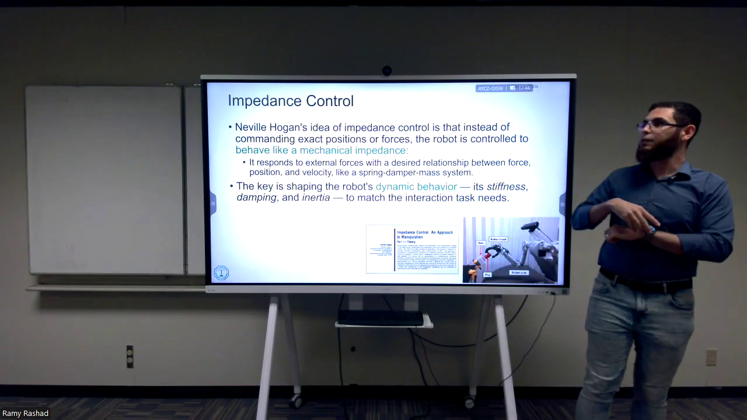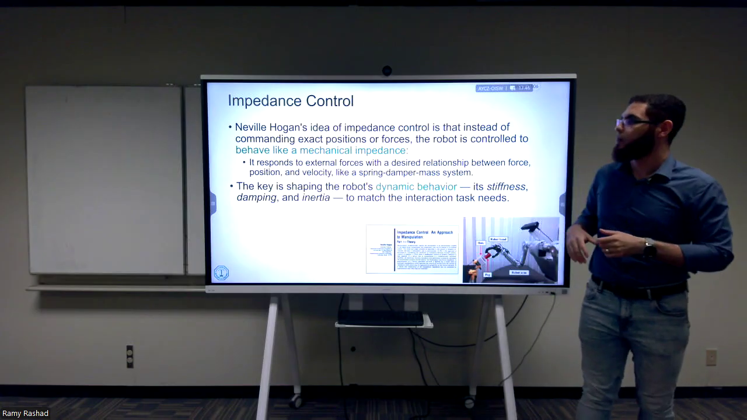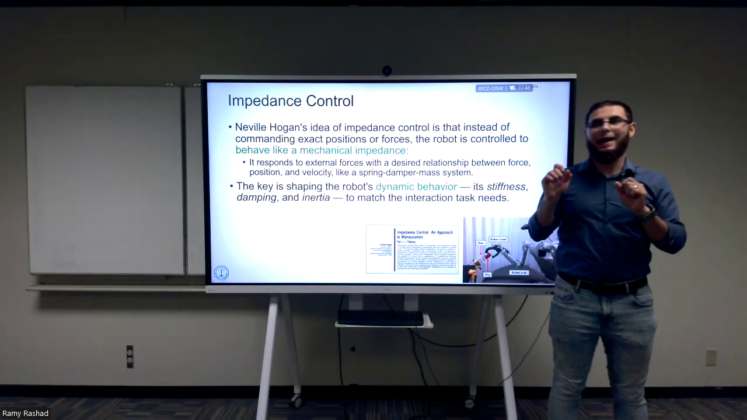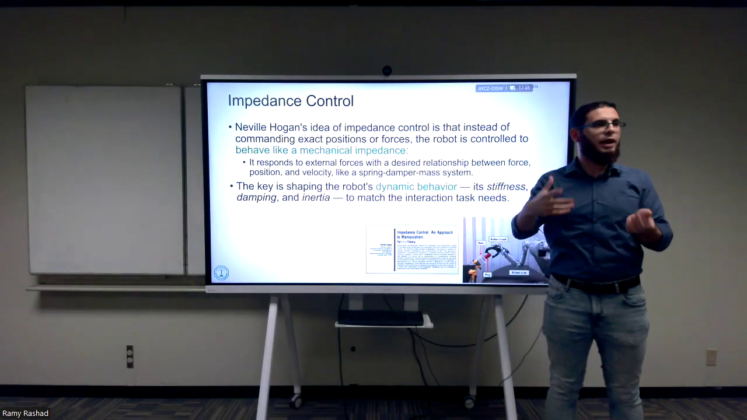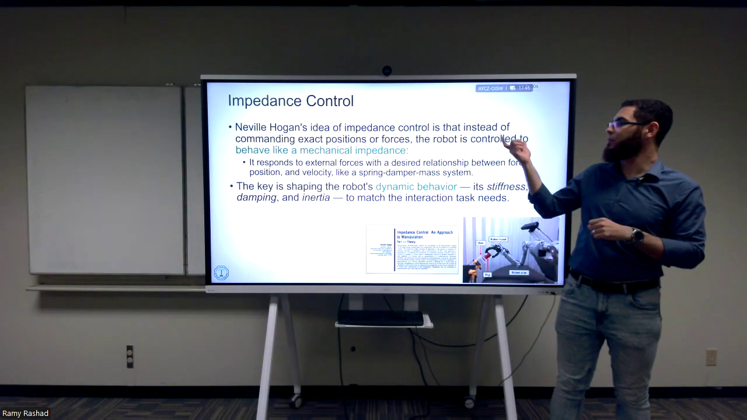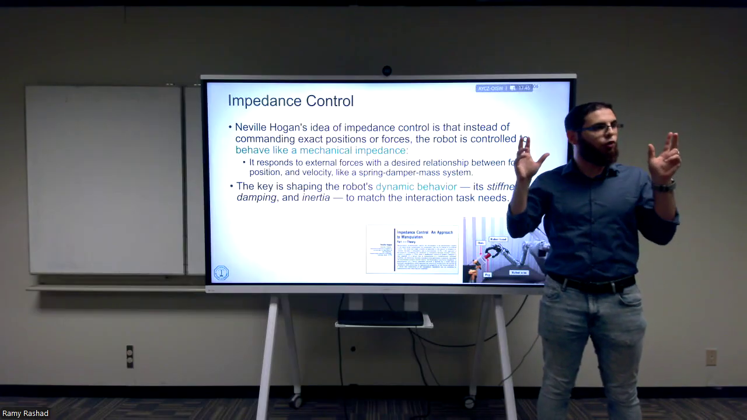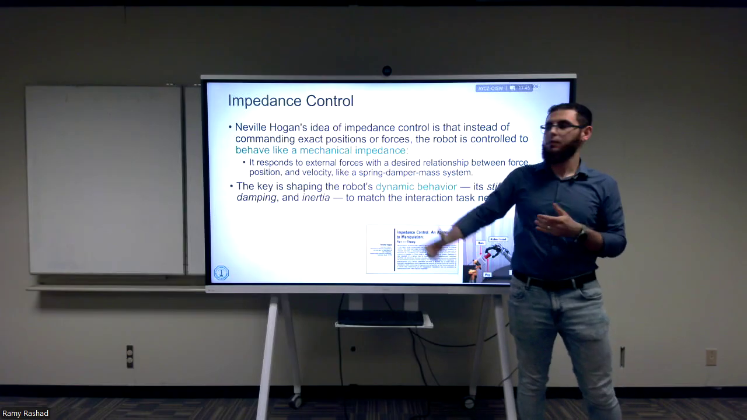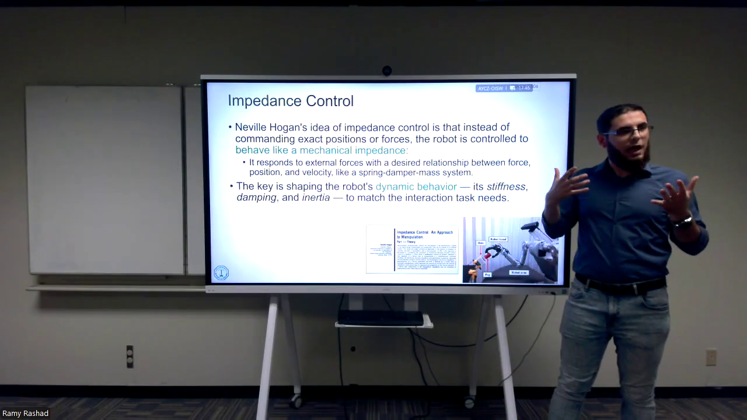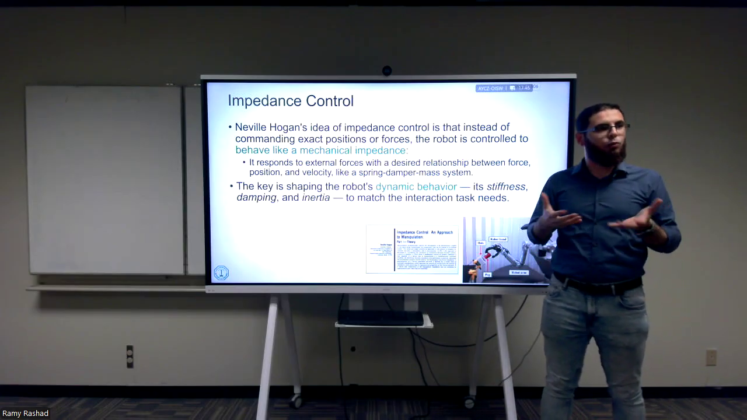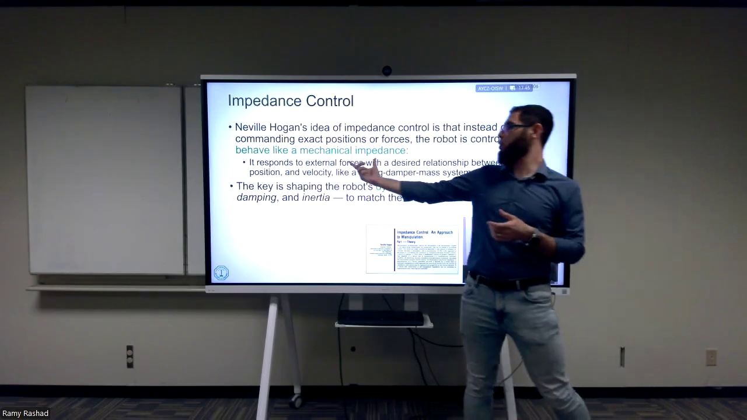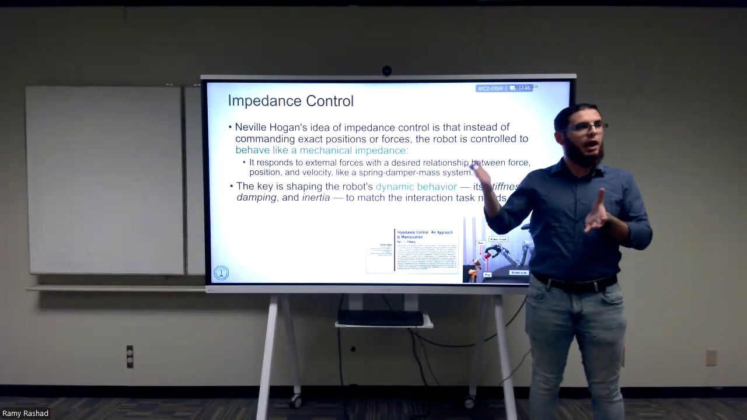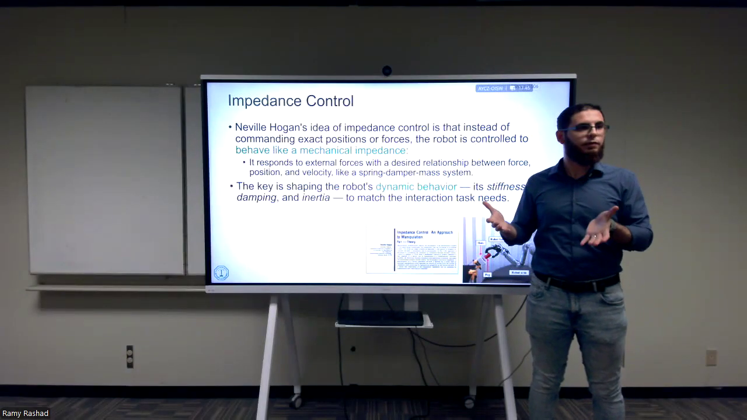Now let's look at what the idea of impedance control for robotics is. So Neville Hogan's idea of impedance control is that we are not going to command the exact position or forces that the robot should have. What we're going to be doing is controlling the robot to behave, and this is the quote, between quotes, we're wanting it to behave like a mechanical impedance. So how can we say that the robot behaves like a mechanical impedance? If it responds to external forces with a desired relationship between the force, the position, and the velocity, just like a spring, mass, and damper system would behave.